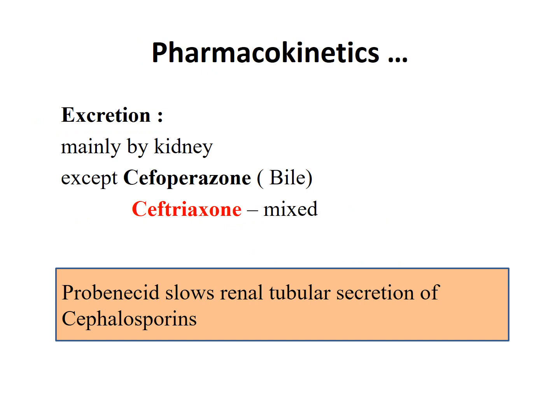The major route of excretion for these compounds is the renal route. There are certain exceptions like cefoperazone and ceftriaxone. Cefoperazone is excreted through the bile and ceftriaxone has a mixed excretion. Probenecid inhibits the renal tubular secretion of the cephalosporins. Probenecid also inhibits the secretion of penicillins. So probenecid increases the duration of action of these compounds in our body.